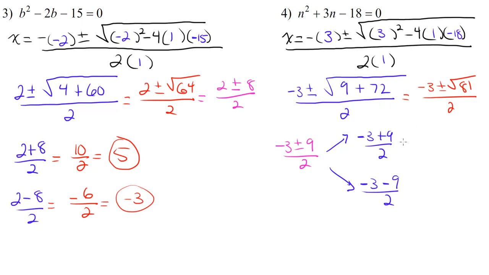Now, negative 3 plus 9 is 6. And 6 divided by 2 is 3. And negative 3 minus 9 is negative 12. And negative 12 divided by 2 is negative 6. So those are our two solutions.